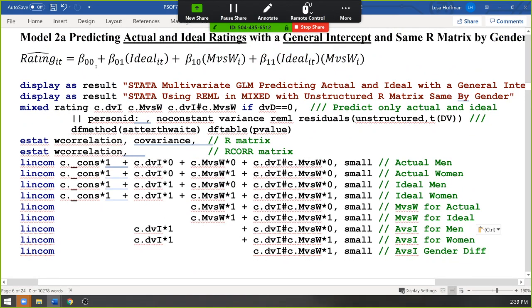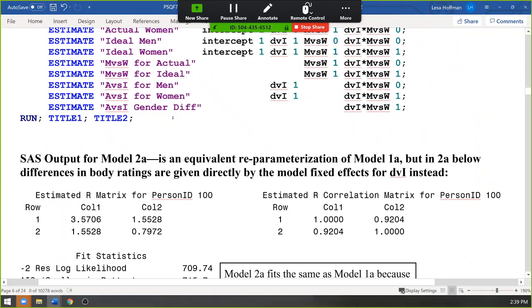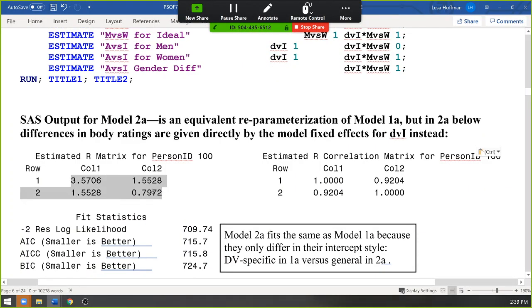So if we're predicting actual and ideal, here's the R matrix that we get, where the R matrix is the variance-covariance matrix of the residuals across outcomes for the same person. They're in order of DV here, so actual is first. This number is the residual variance after controlling for gender of the actual ratings. This number is the residual variance after controlling for gender of the ideal ratings. And this is the covariance between actual and ideal, which works out to a correlation of 0.92.